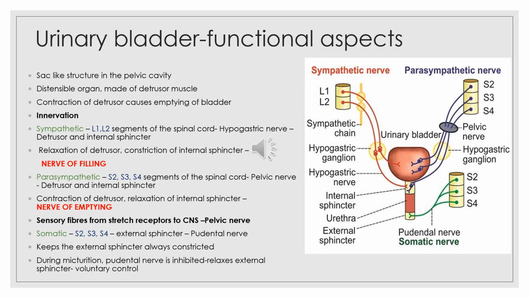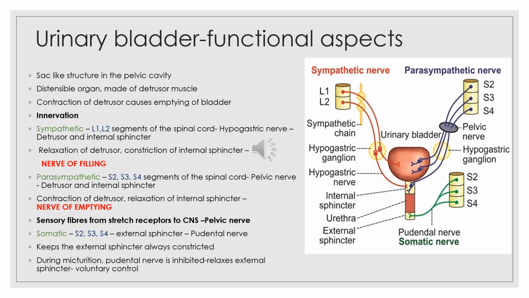And this pelvic nerve also has a sensory part. There are stretch receptors in the walls of urinary bladder and urethra. So when the bladder and urethra are filled with urine, these stretch receptors will sense it, and the impulses from these receptors will be carried to the central nervous system via the pelvic nerve. Okay, so that is the sensory part of pelvic nerve.